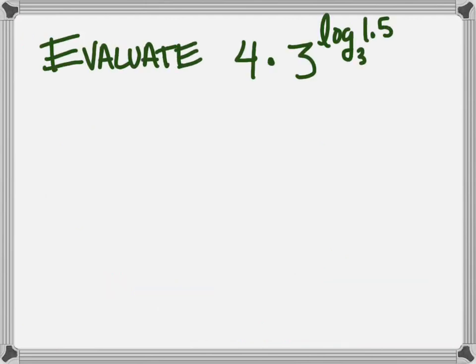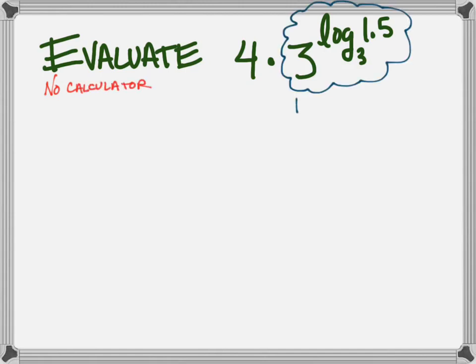Alright, and so as we move forward, we can evaluate some logarithms. So here's a tricky one. Let's pick it apart a little bit. So we have 4 times 3 to the power of log base 3 of 1.5, and what is that going to tell us? So let's think about what we have here. We don't need a calculator. It looks scary, but we can read our way through it. And so let's think about what this is.